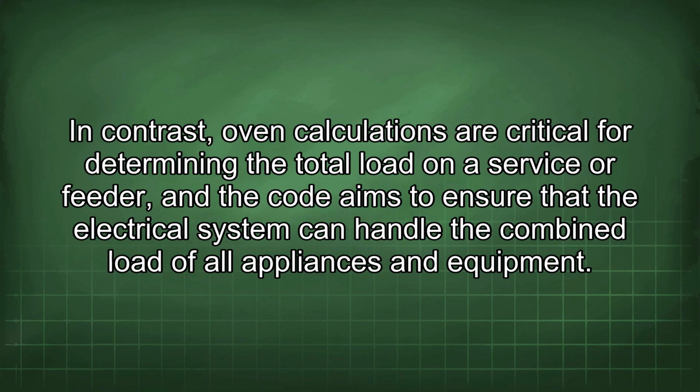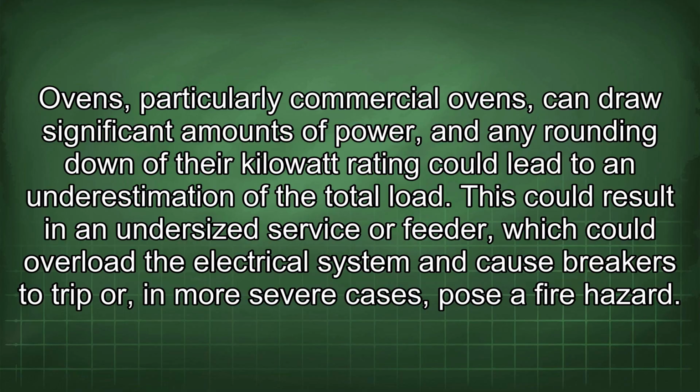In contrast, oven calculations are critical for determining the total load on a service or feeder, and the code aims to ensure that the electrical system can handle the combined load of all appliances and equipment. Ovens, particularly commercial ovens, can draw significant amounts of power, and any rounding down of their kilowatt rating could lead to an underestimation of the total load. This could result in an undersized service or feeder, which could overload the electrical system and cause breakers to trip or, in more severe cases, pose a fire hazard.